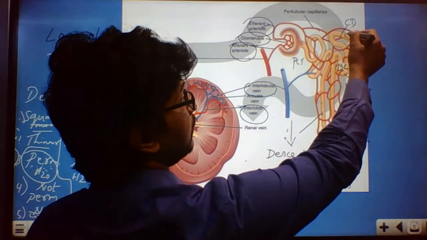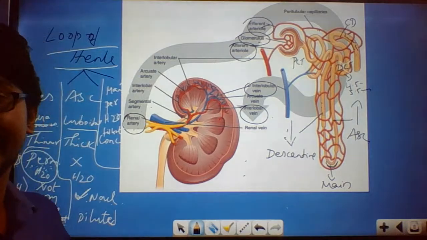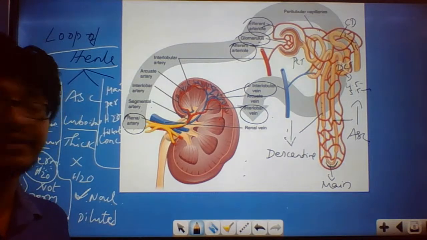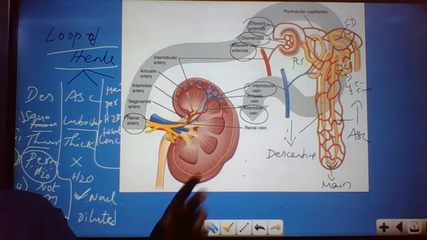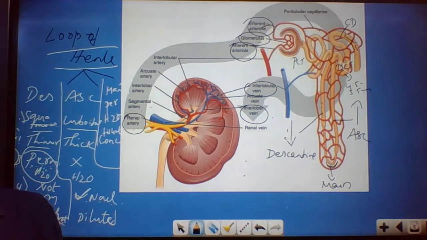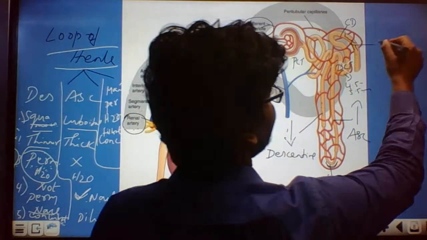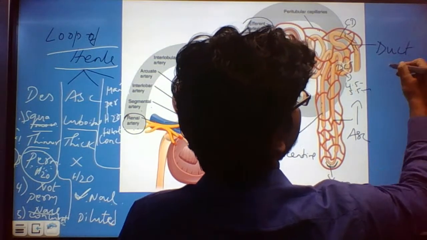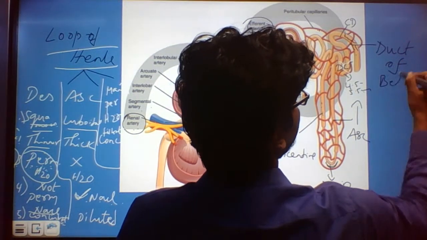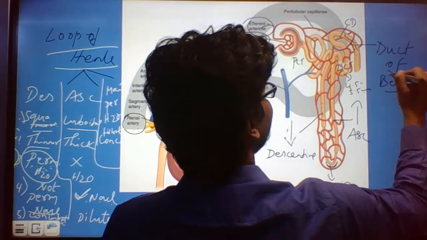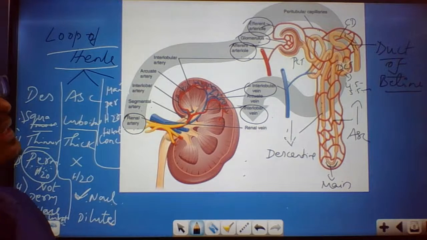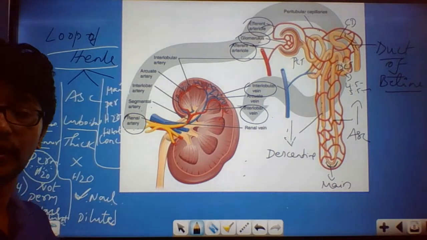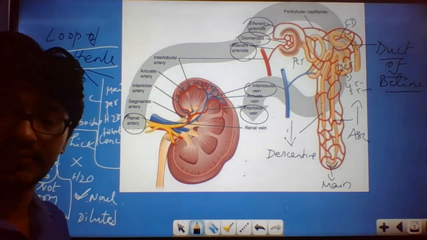So what is the name of the duct which is present in the collecting duct? We call it the duct of Bellini. There are numerous tubules that you could see in the collecting duct. This makes the water more concentrated, as water gets absorbed.